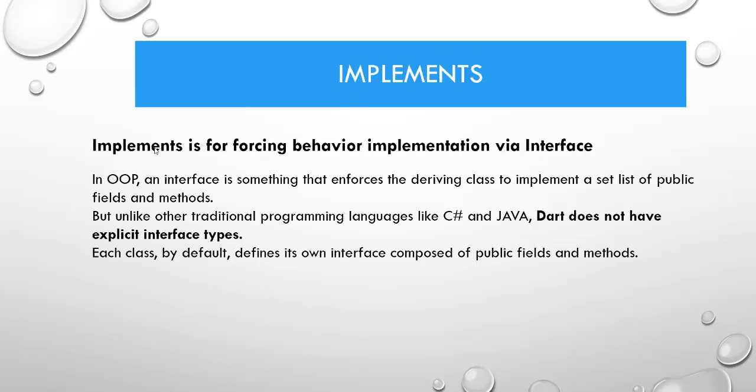First keyword, implements. Implements is for forcing behavior implementation via interface. In OOP, an interface is something that enforces the deriving class to implement a list of public fields and methods. But unlike other traditional programming languages like C# and Java, important note, Dart does not have an explicit interface type. Each class, by default, defines its own interface composed of public fields and methods.